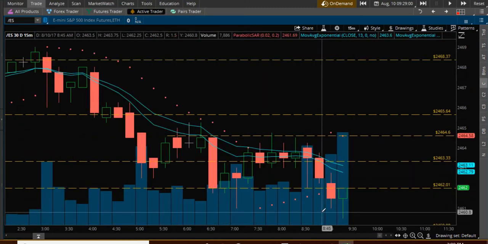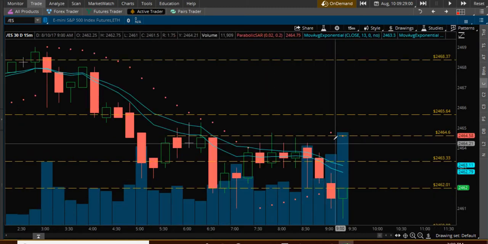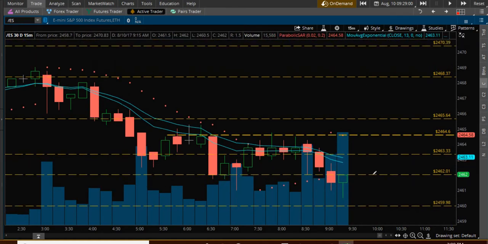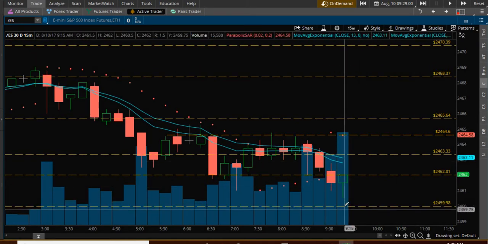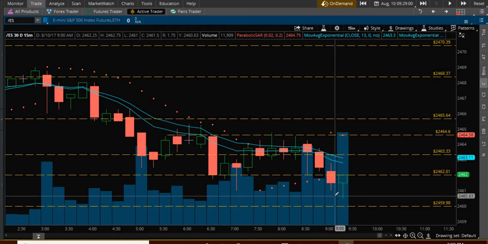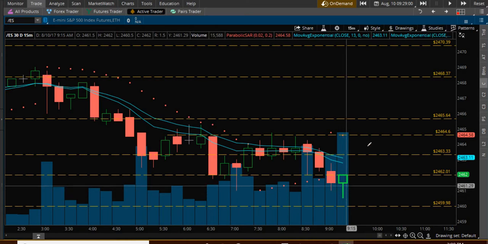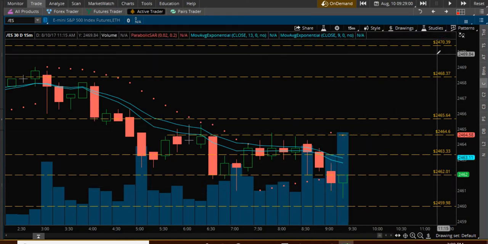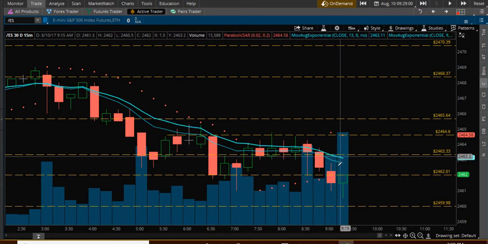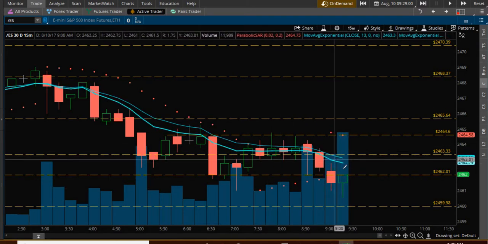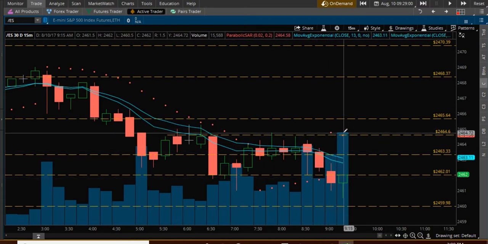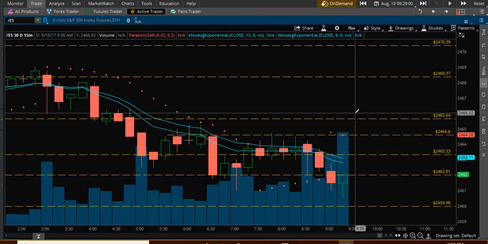Right? So going into the open, we're currently at support, right? And what happens at support, as we've spoken about, is that we usually get a lot of buy orders coming in to push the stock up, right? However, we did break below our EMA lines, and our parabolic SARs did reverse.